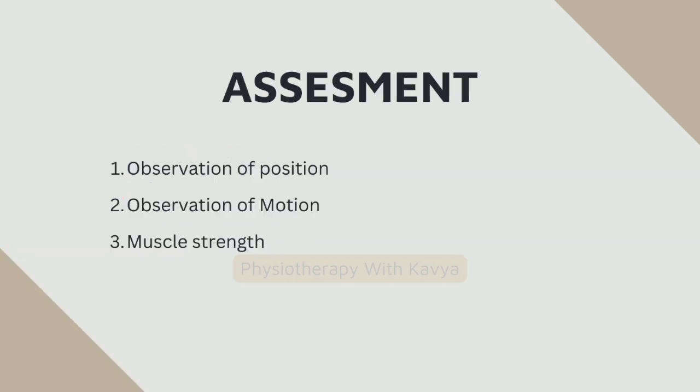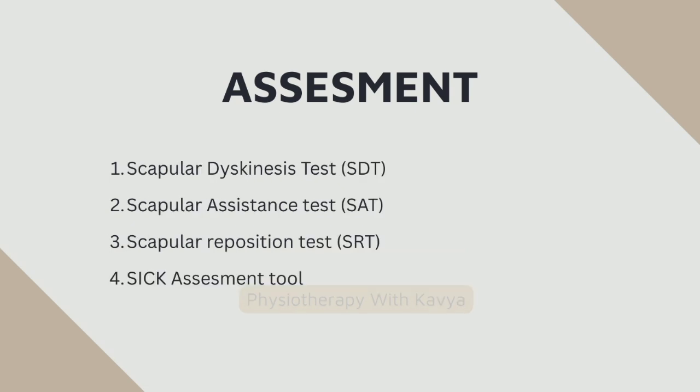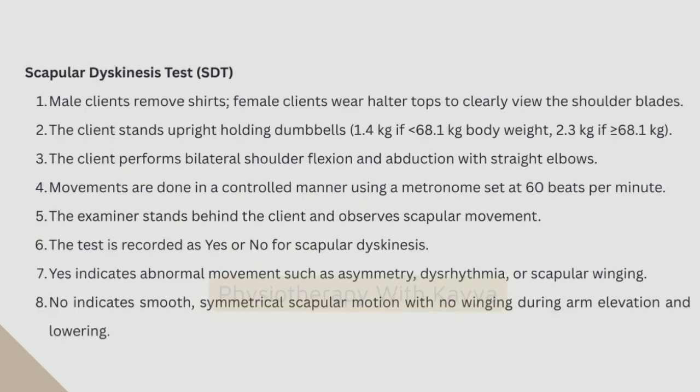How do therapists assess that? We have to observe the position, observe the motion, and check the muscle strength. So, we have already talked about the position and the motion. If you find there is any abnormalities, you can consider that they have scapular dyskinesis. There are also some special tests that can be done. First up is scapular dyskinesis test.